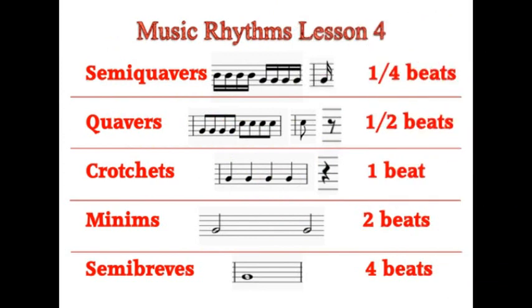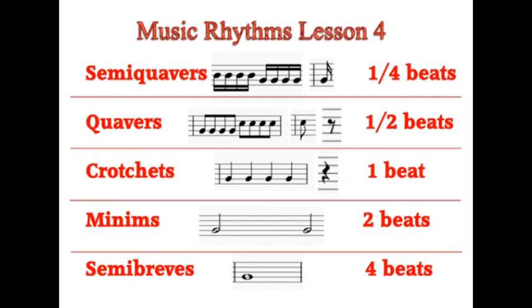So starting at the top and going downwards, we have semiquavers, which have the double line across the top or the bottom to show us that they are semiquavers. You get them in pairs or in groups of 4, or sometimes on their own. If they're on their own, they don't have a straight line, they have a bit of a wiggly tail. Have a quick look at the picture there. And they are, of course, quarter beats, so 4 of those make up 1 beat.